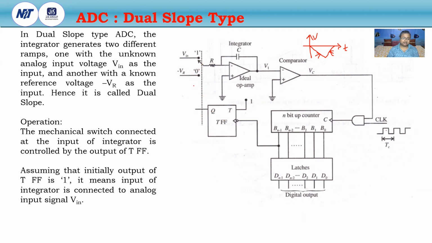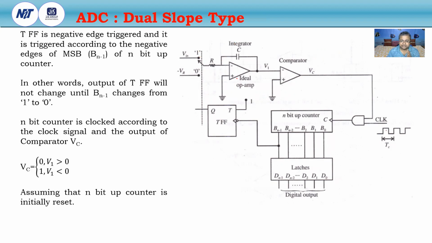First assume that the initial output of the T flip-flop is logic 1. That means the input of the integrator is connected to the analog input signal Vin, as shown in the figure. The T flip-flop is a negative edge trigger flip-flop, and it is triggered according to the negative edge of the MSB of the n-bit up counter, shown here as Bn-1. In other words, the output of the T flip-flop will not change until Bn-1 changes from 1 to 0.